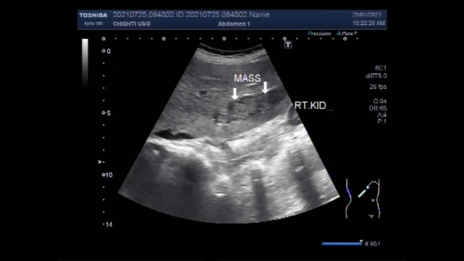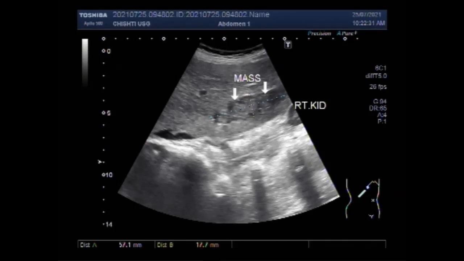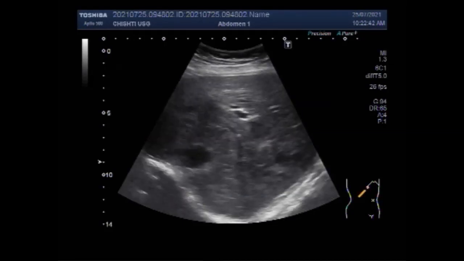If a stone completely blocks the ducts of the gallbladder, liver, common bile duct, or pancreas, other symptoms may include nausea, fever, chills. Now you can see the mass, and this mass measures about 5.7 centimeter into 1.8 centimeter.